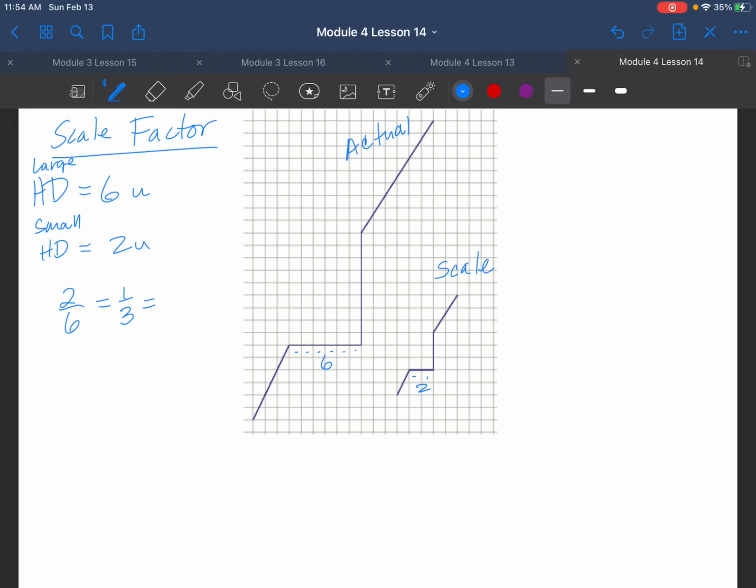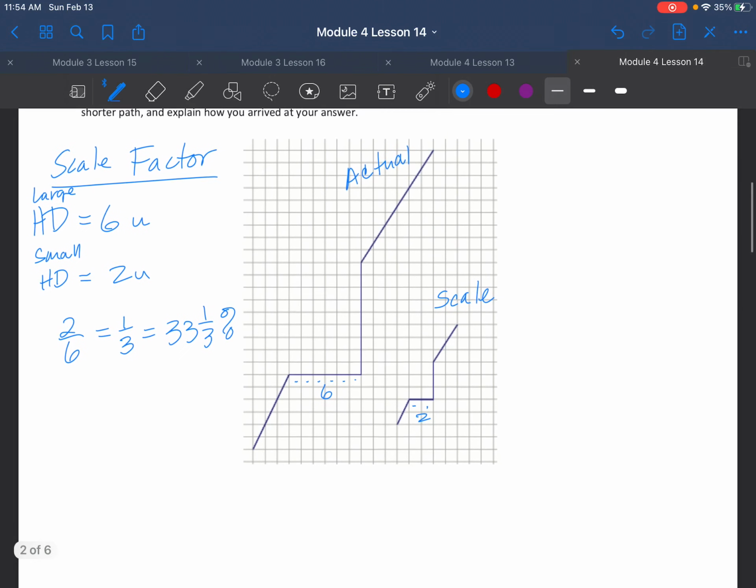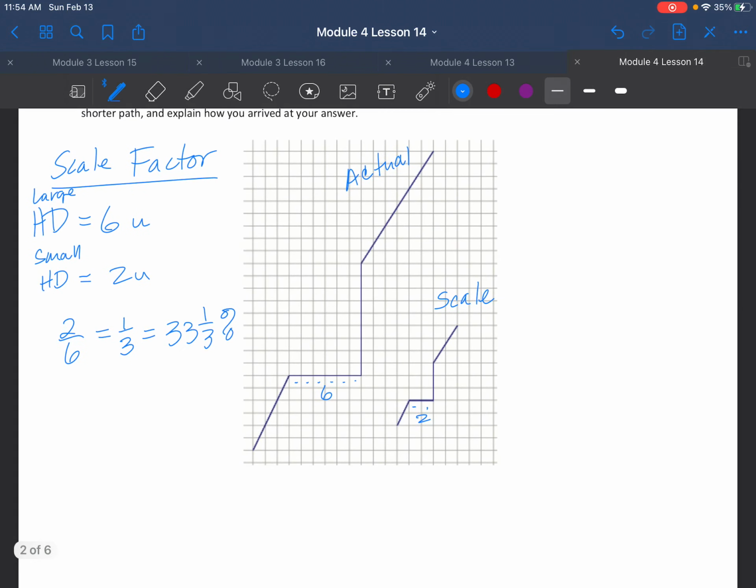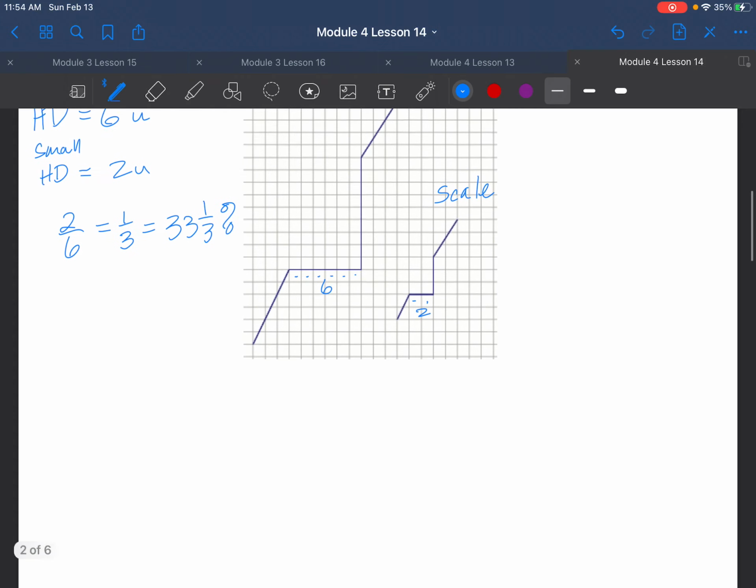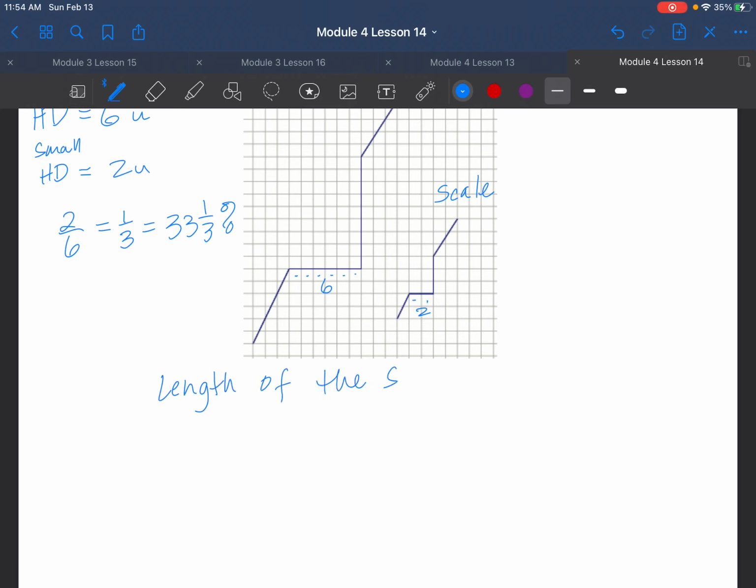Now remember, this is the scale drawing and this is the actual. So in order to find it, we need to divide. We take 2 over 6, which gives me 1/3, which is 33.3% if you don't know. It's a pretty popular repeating decimal. So that's 33 1/3. Great.